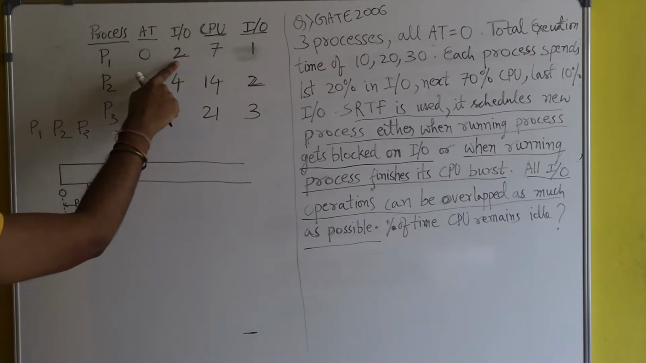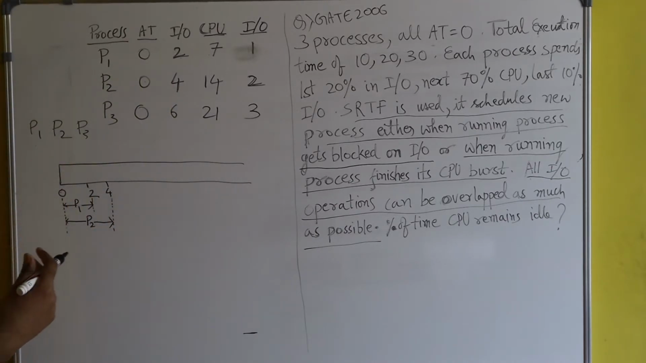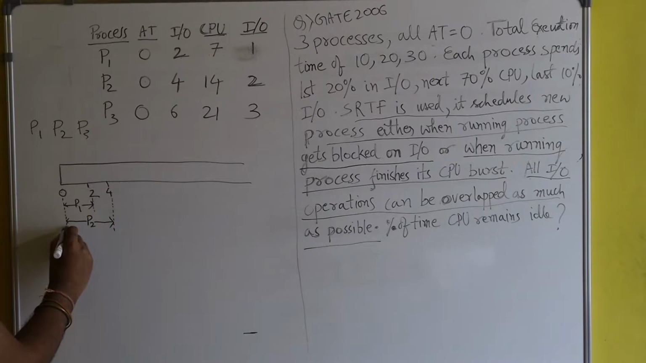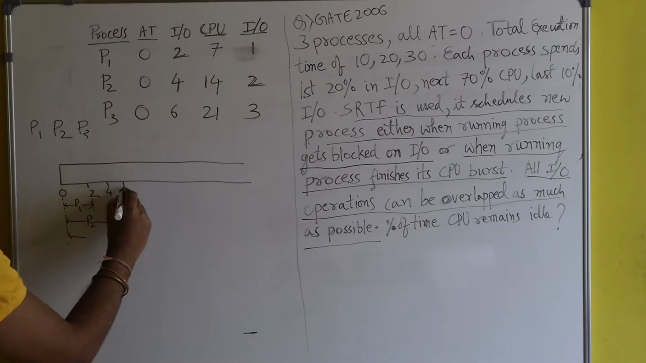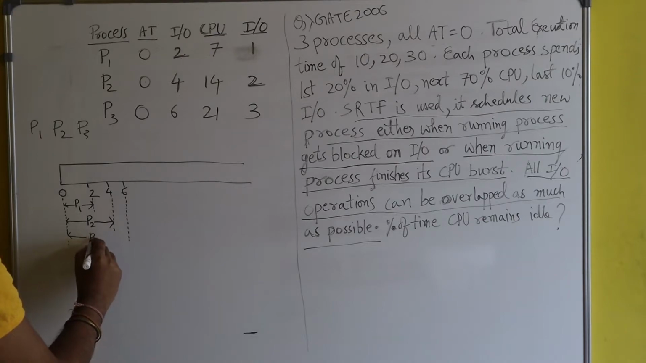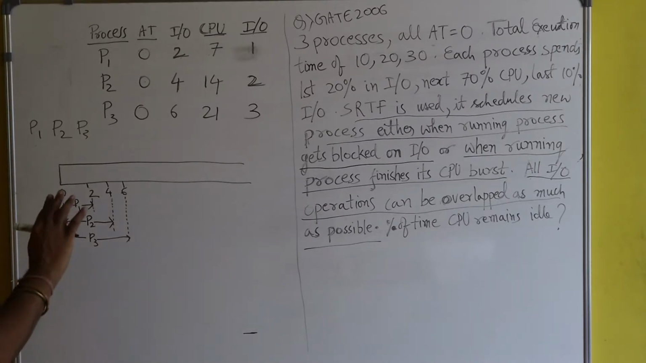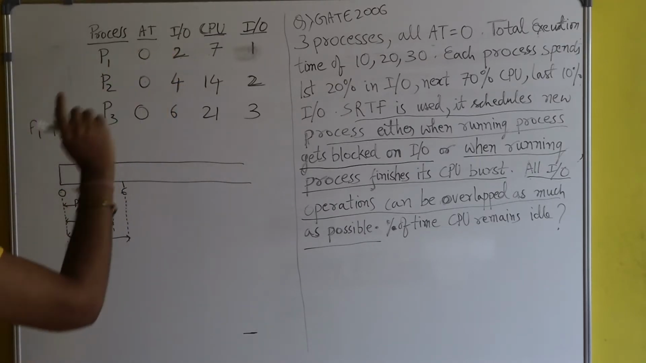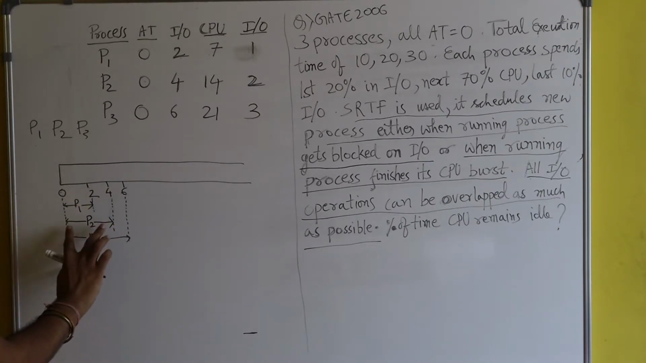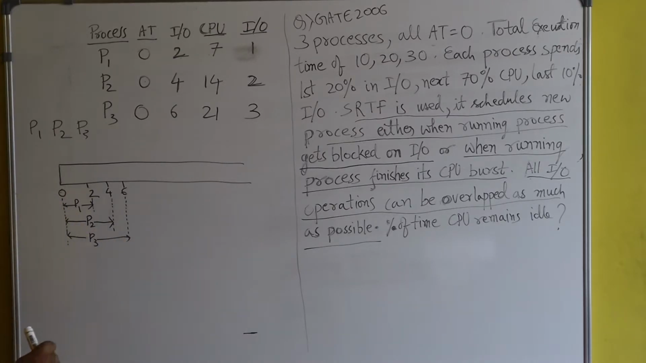The IO operation of P1 and the IO operation of P2 are overlapped. It means IO operations are being executed parallelly. And again from 0 to 6 seconds, P3 will execute its IO. You see, from 0 to 2 seconds, P1 executed its first IO. From 0 to 4 seconds, P2 executed its first IO. And from 0 to 6 seconds, P3 executed its first IO.